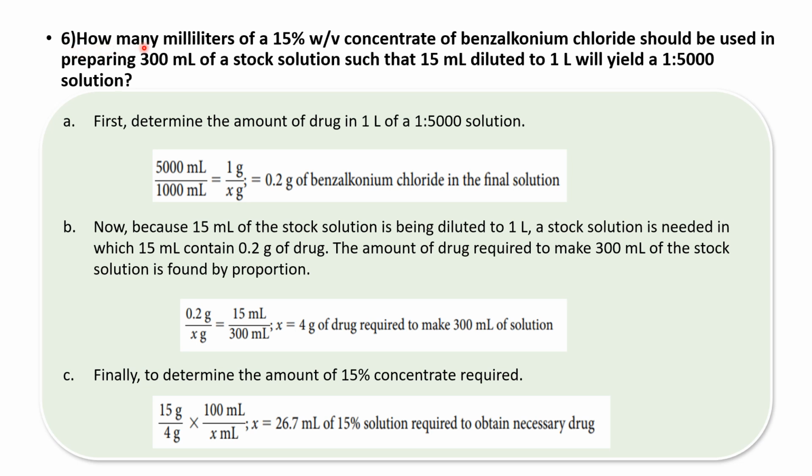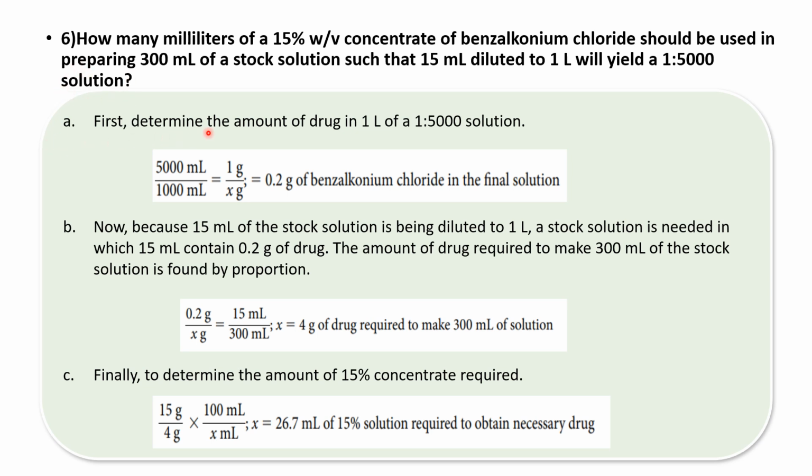So let's begin. How many milliliters of a 15% weight by volume concentrate of benzalkonium chloride should be used in preparing 300 ml of a stock solution such that 15 ml diluted to 1 liter will yield a 1 is to 5000 solution. So here we will find the solution of this question by starting from the last part.